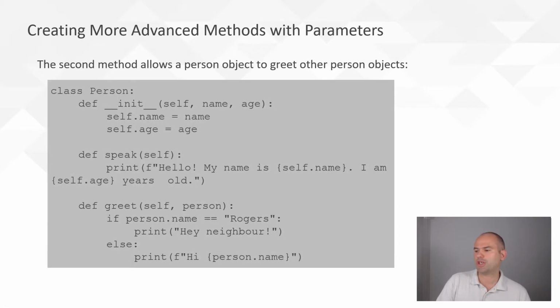So let's just look at an example of a more advanced method. First here, then we're going to look at it in code, the same one. So this is a method that has two person objects interacting. It takes in a person, another person object as a parameter, and it actually checks their name, and if the name is Rogers, it'll say, hey neighbor, else print, and then it'll print hi person dot name. Alright, let's have a look at that in Python.